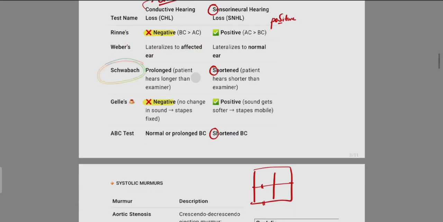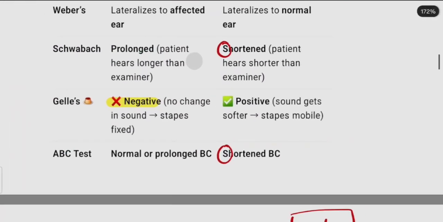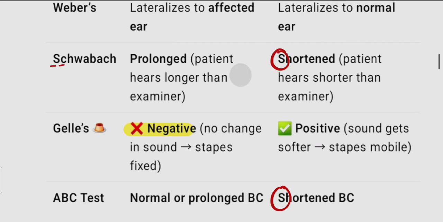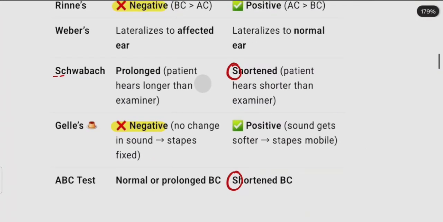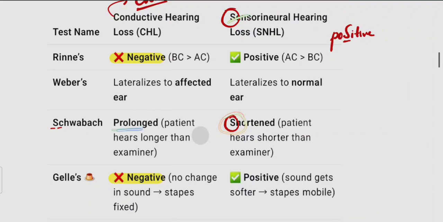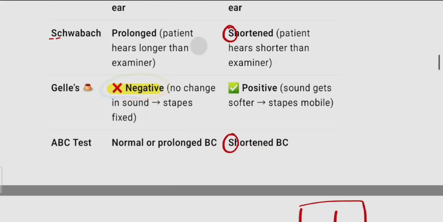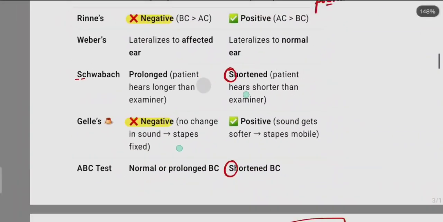Then we have Schwabach's. Schwabach's, remember, here the tragus is not occluded, right? So you're going to remember both sensory and conductive pathways are being measured here. So can you see S and C both, right? So the same thing, wherever it is S, it is SNHL, so shortened will be SNHL, here prolonged will be conductive hearing loss.